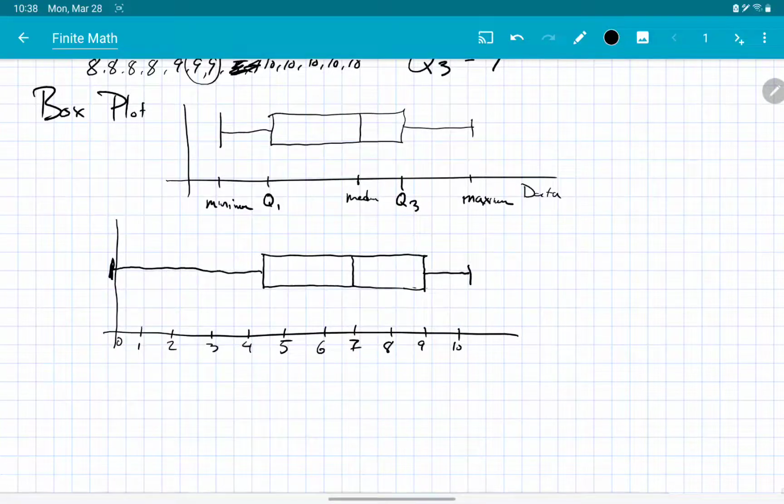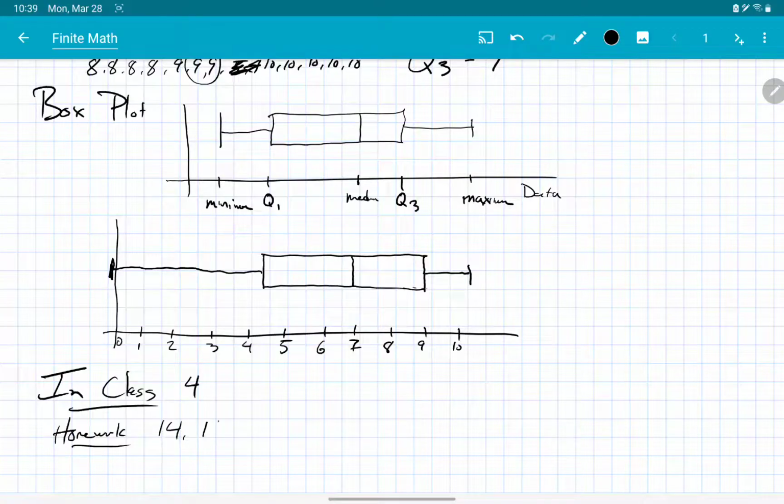The in-class problem to start with is problem number 4. And then the homework is going to be 14, 16, 20, 23, and 24. Just 5 problems. And I'll have the book up here if you want to get a picture of it.